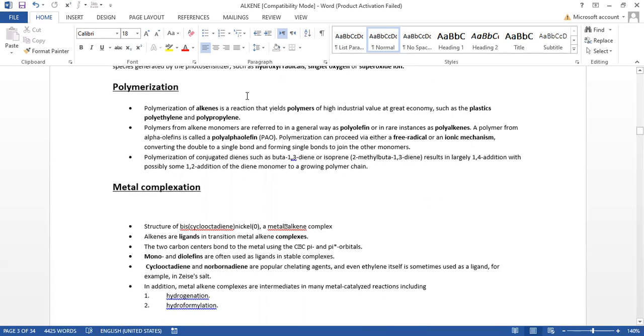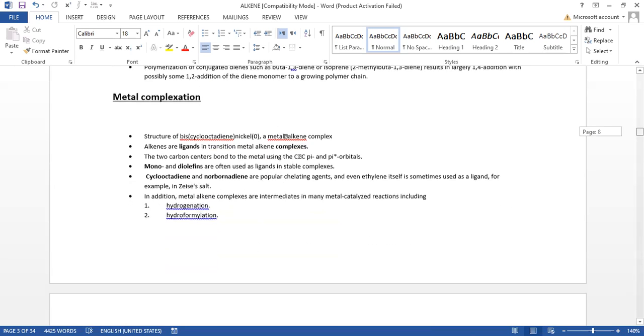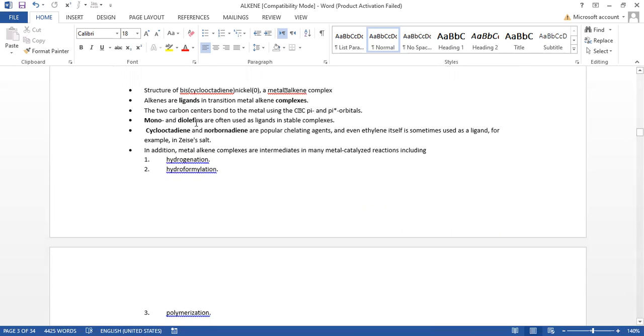Polymerization is the process in which different monomers are combined together to form a polymer. For example, polyethylene and polypropylene. These are plastics. Metal complexation: alkenes are ligands in transition metals, such as alkene complexes. Mono- and diolefins are often used as ligands in stable complexes.